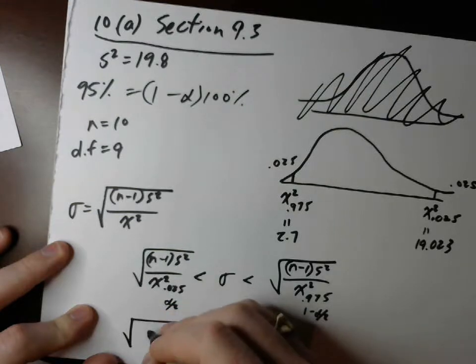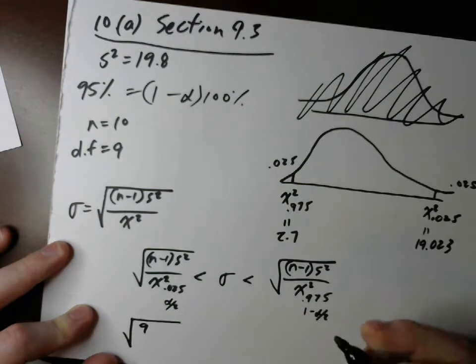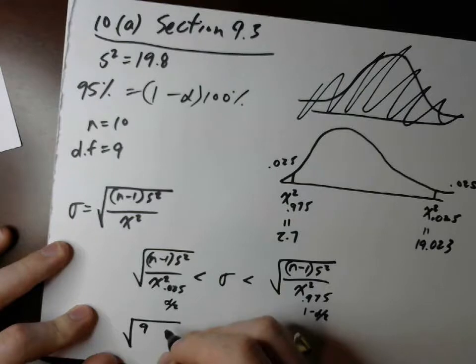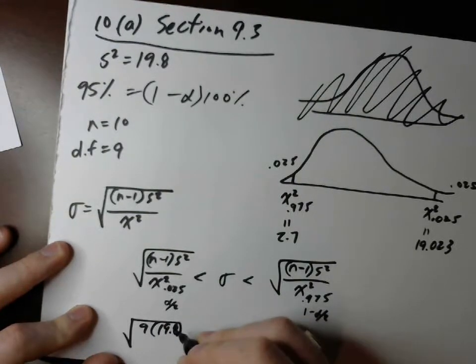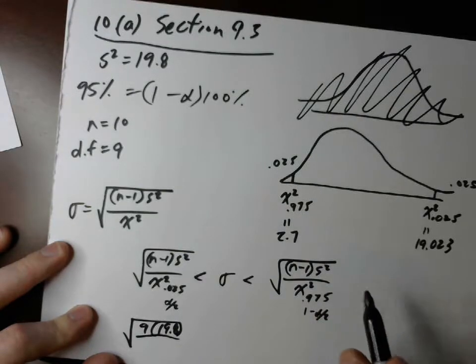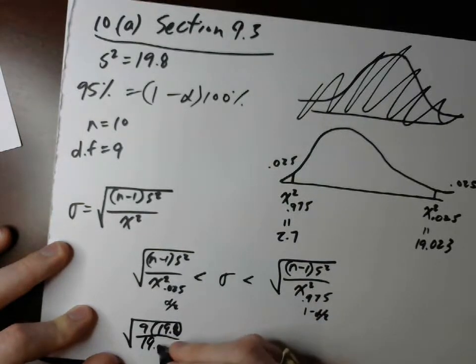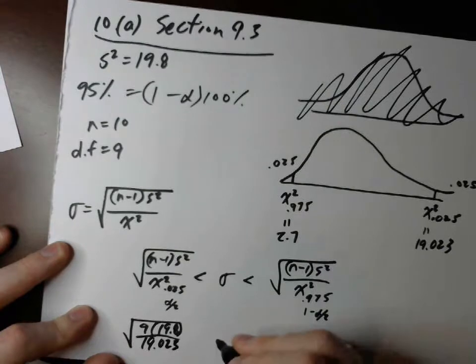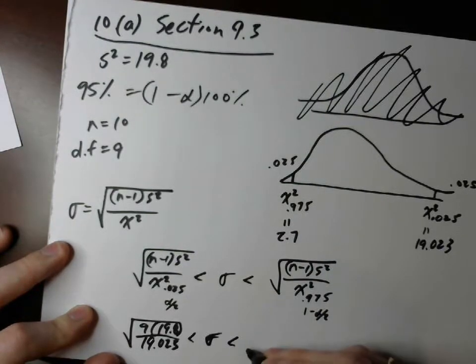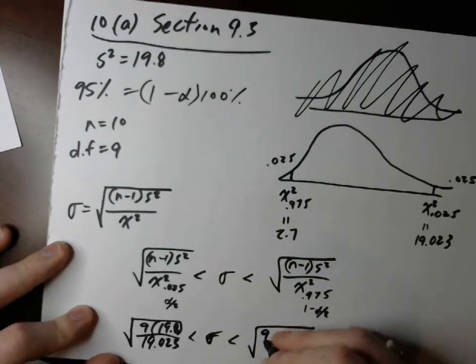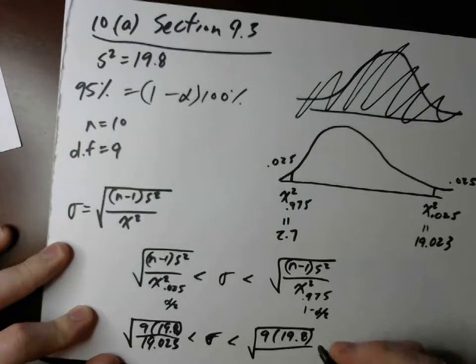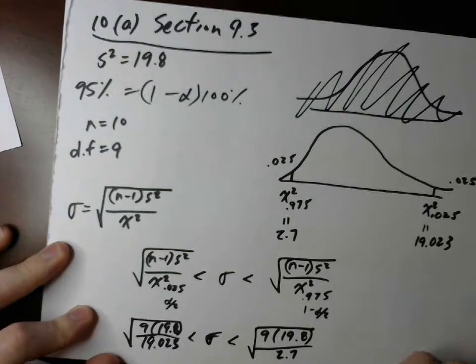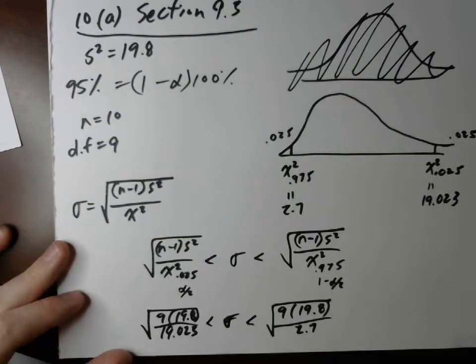So let's go ahead and build this equation. So we have 9, n minus 1. S squared would be 19.8. And divide by 19.023 is less than sigma is less than the square root of 9, the numerator stays the same, and then we divide by 2.7. So there we go. We built our confidence interval.